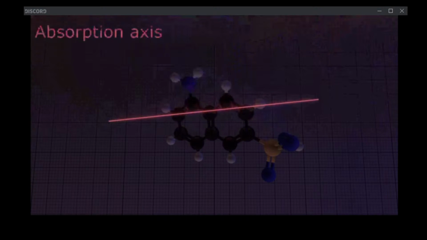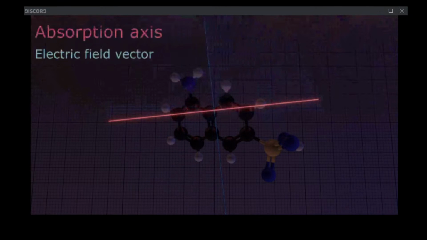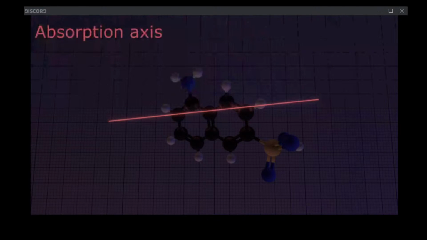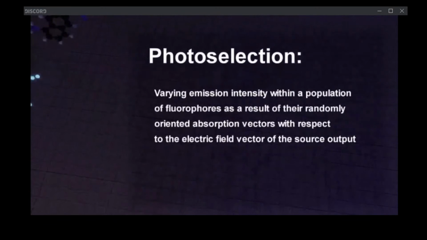Now, this is the important part. The intensity of light emitted is dependent on how parallel the electric field vector of our filtered laser light is to our absorption dipole. If it's perpendicular, you can get no emission of light, but this is rare due to how many molecules will be in the solution. The definition of anisotropy is the angle theta between the absorption vector and the emission vector of our fluorophore. Some molecules will have a higher intensity light simply due to electric field vector perpendicularity, and this is called photoselection.